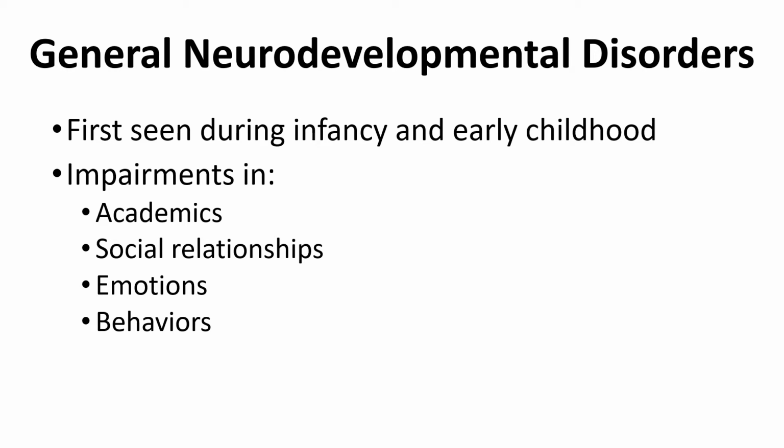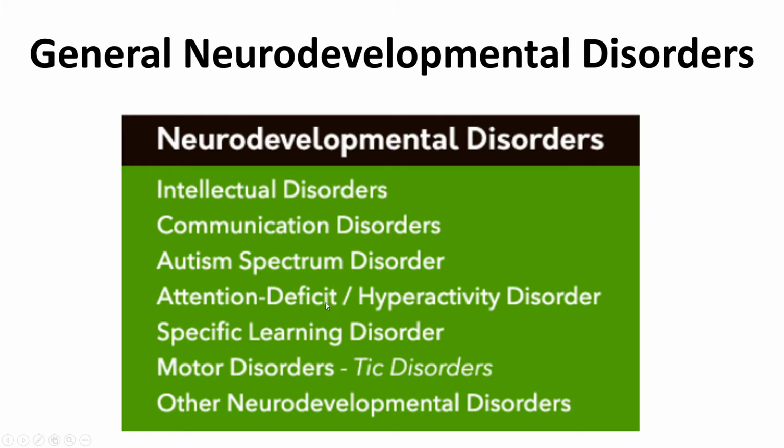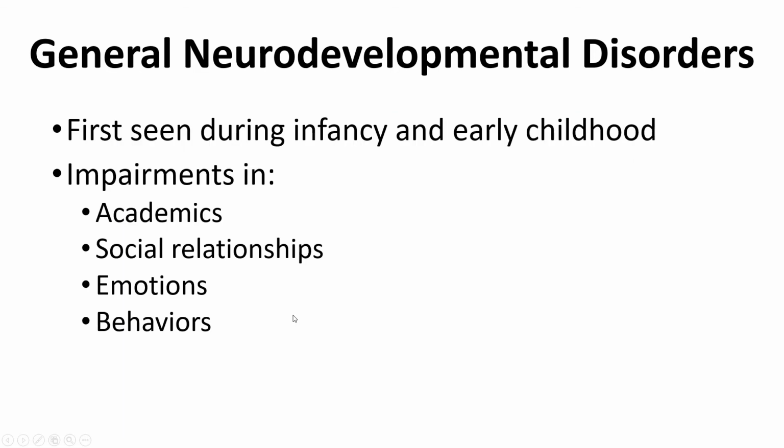This whole broad category of neurodevelopmental disorders, which we have some examples of on the next slide, includes intellectual disorders, communication disorders, autism spectrum disorder, which we'll actually talk about in just a few slides, attention deficit hyperactivity disorder, specific learning disorder, motor disorders, and so on. There's quite a wide variety of these. And as I said in my intro for this video, we're only going to be focusing on a couple of the disorders that we could be talking about for each of these categories.